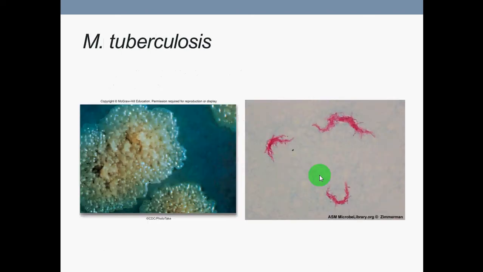This is what Mycobacterium tuberculosis looks like when grown in colonies, and this is what it looks like under the microscope when an acid fast stain is done. And we call this structure, the fact that these bacilli are sticking together, kind of the dragon of TB, because they have sort of a dragony look to them.